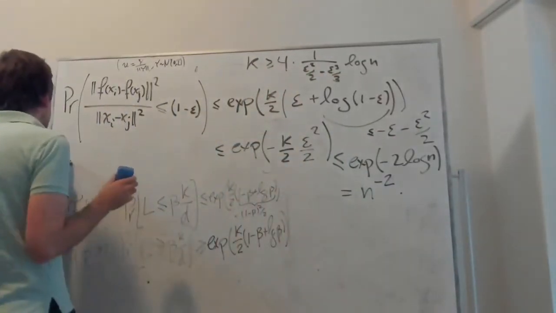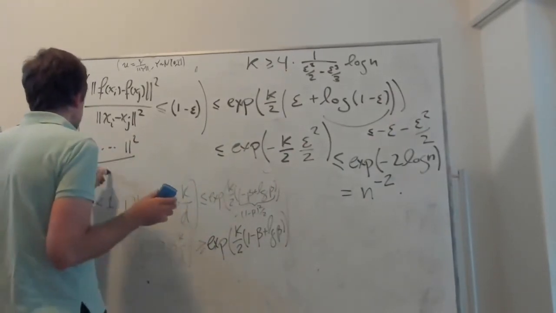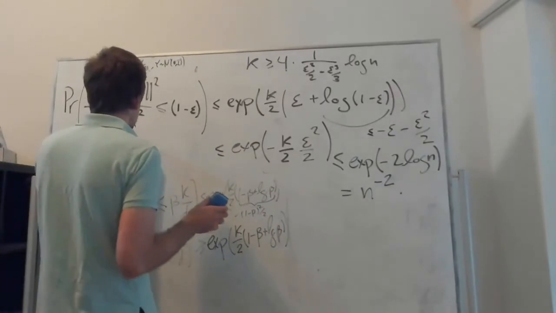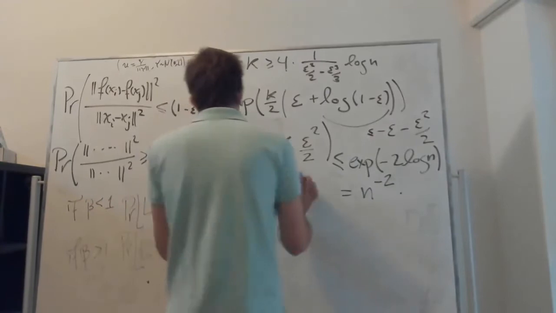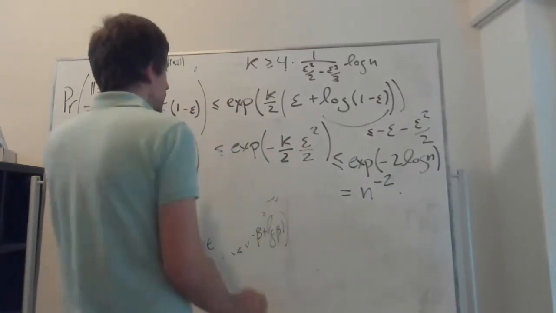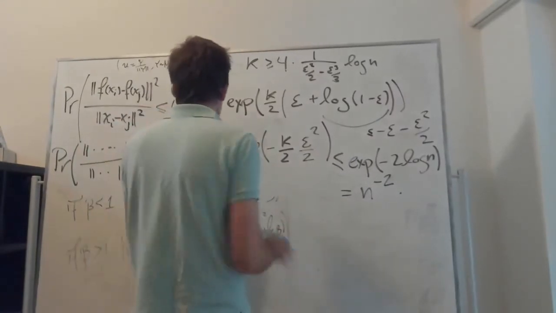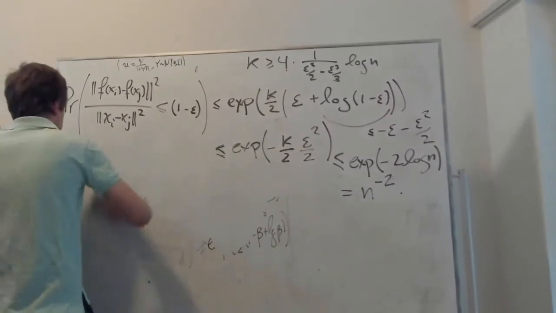So we get the exact same thing: the probability that this overshoots by more than a factor of plus epsilon is also smaller or equal than the same thing. I could just put, okay, maybe I want to write it a bit lower.